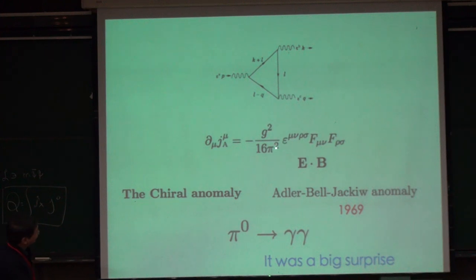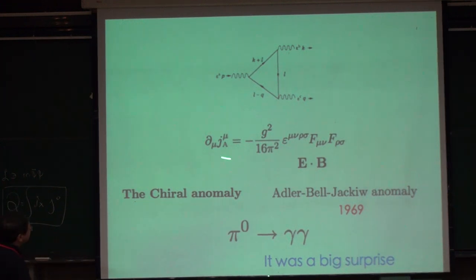If you write out the component explicitly, it will be proportional to electric field dot magnetic field, E dot B. This is a scalar and this is a scalar. And because this contradicts the usual expectation, people call it an anomaly. It is unusual. It is strange. Okay, so it's called chiral anomaly. I should not say it is not good, because it is nature. So we don't talk about good or bad.